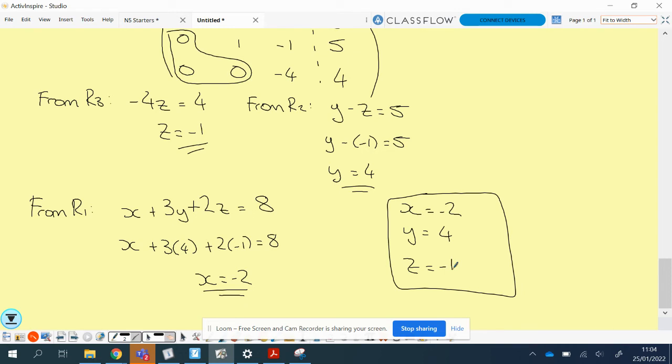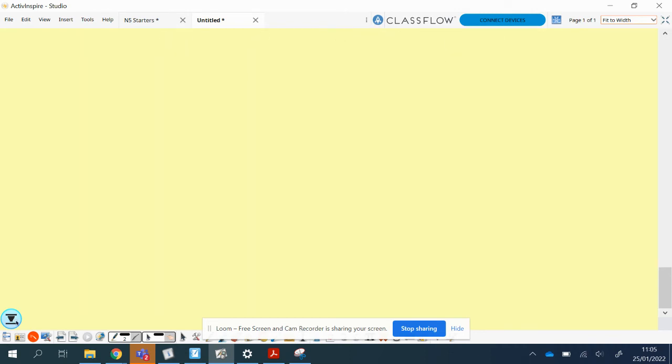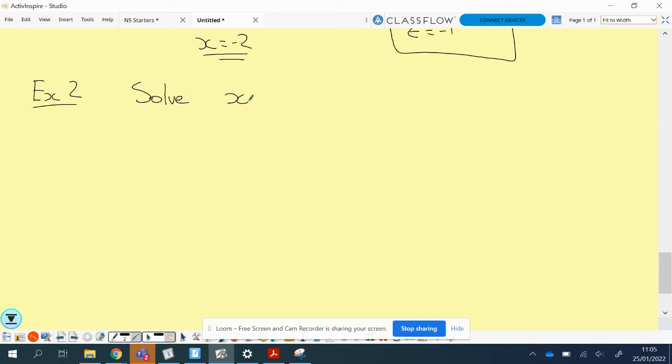Cool. Okay, we'll look at a second one, all right, and then we will have a go at this one. Okay, so. Oh, just lost half my page. Let's go back up a bit. There we are. So, example 2. Okay, we're now going to solve x plus y plus 3z. That's going to give me an answer of 15.